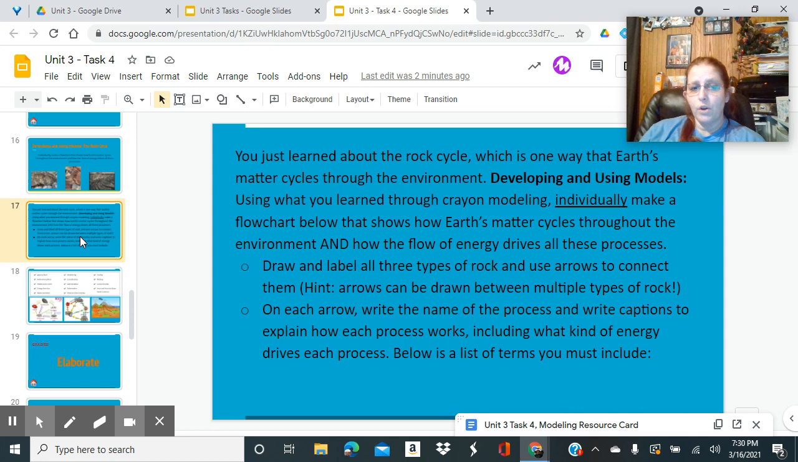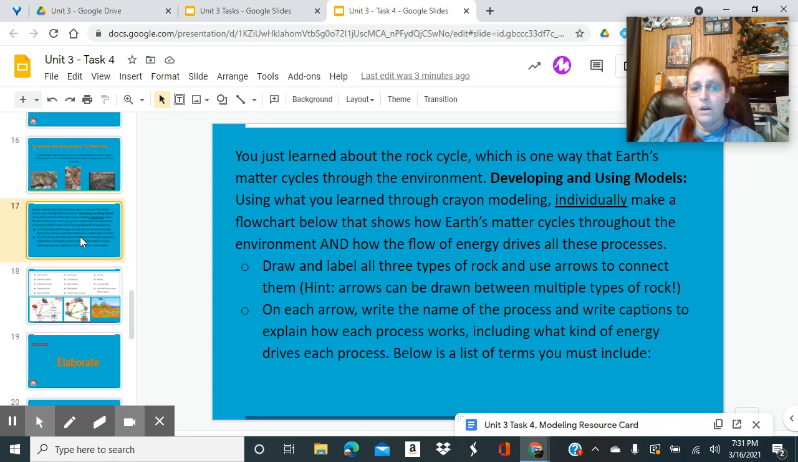So you're going to draw and label all 3 types of rocks. You're going to use the arrows to connect them. And remember, sometimes they go together, so it's not one perfect circle. Sometimes the igneous rock can become a sedimentary rock and vice versa, depending on the process.